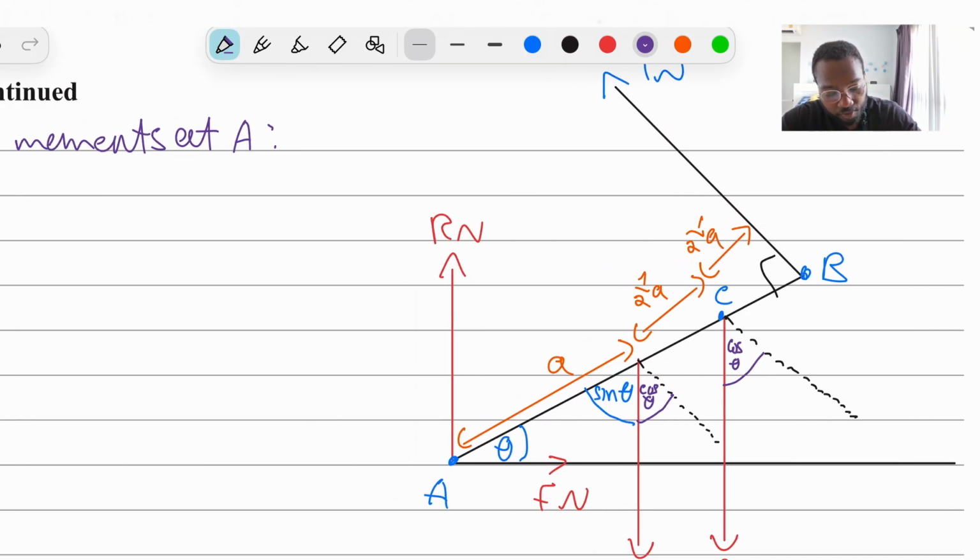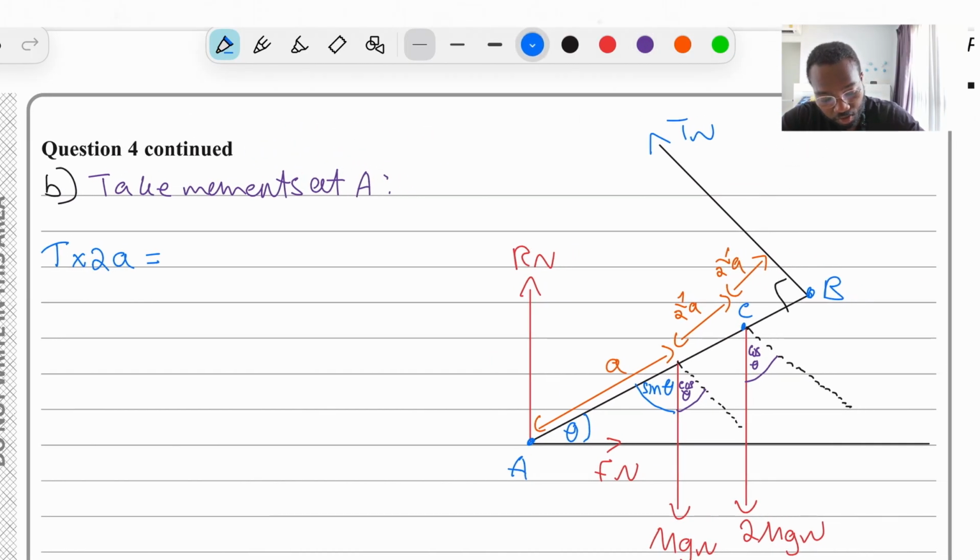Therefore, if I go back to this question, for our clockwise moments, we would have mg cos theta, and then the distance of that, for the mg, that's just a away, so times a. And then we get 2mg cos theta, and that is 1.5 away, so that would be times by 1.5a.